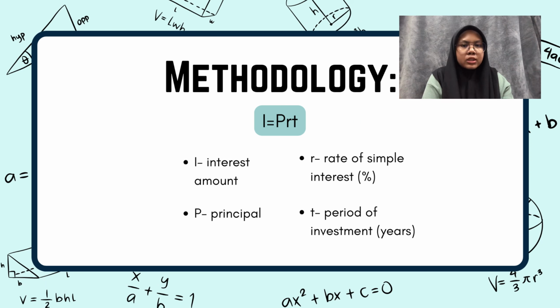The methodology: I equals PRT. What do they mean? I is the interest amount. P is the principal. Meanwhile, R is the rate of simple interest, usually given in percentage form. And lastly, T is the period of investment, also usually expressed in years or months.